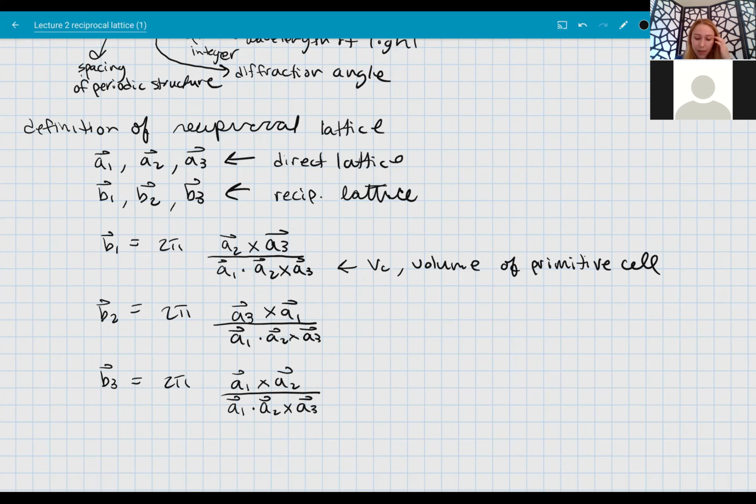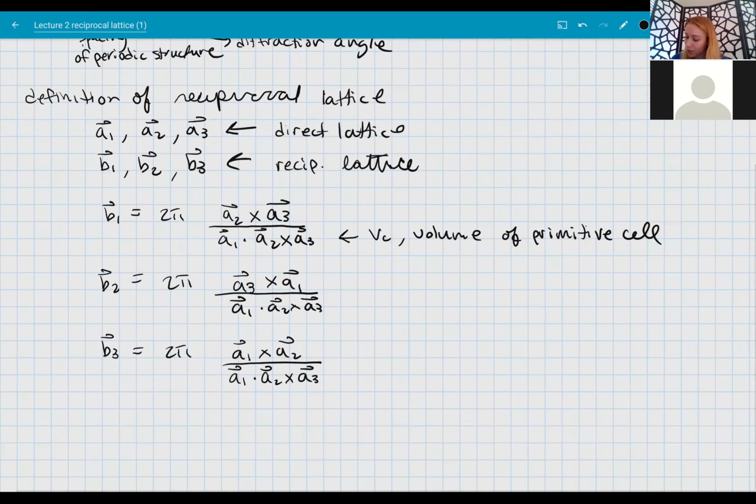You don't even need to calculate it if you're in some sort of crystal system where all of the primitive translation vectors are perpendicular to each other. So, for example, if you have a cubic system, a tetragonal system, an orthorhombic system, in those cases, you don't really need to calculate anything.